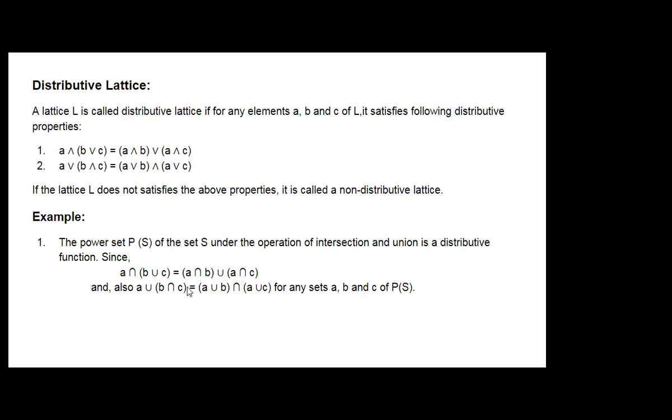We can solve it with the help of a truth table also, taking the intersection operation as AND operation and union operation as OR operation. With the truth table we have already discussed it, and with the help of Venn diagrams also we have proved it. Okay, so that is known as a distributive lattice.